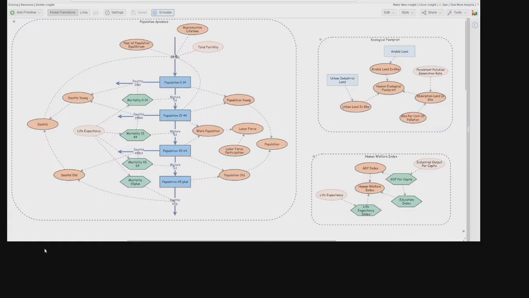World3 has many indicators, but the 5 most important ones are population, human welfare, ecological footprint, pollution, and renewable resources. We see 3 of them here. Population is divided into 4 groups. World3 uses these groups to define work population and reproductive age. You can see the birth formula right here.